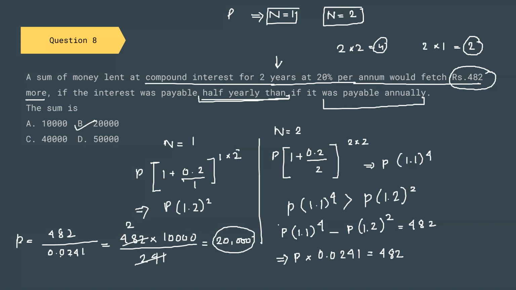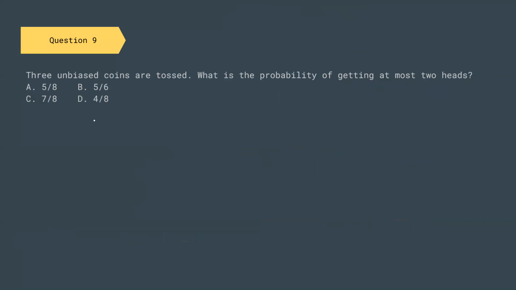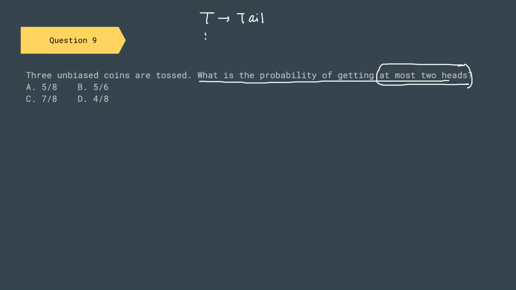Now let us go to the next question. It is a question of probability. Three unbiased coins are tossed. What is the probability of getting at most two heads? Now let us first design our sample space. T means tail and H means head.